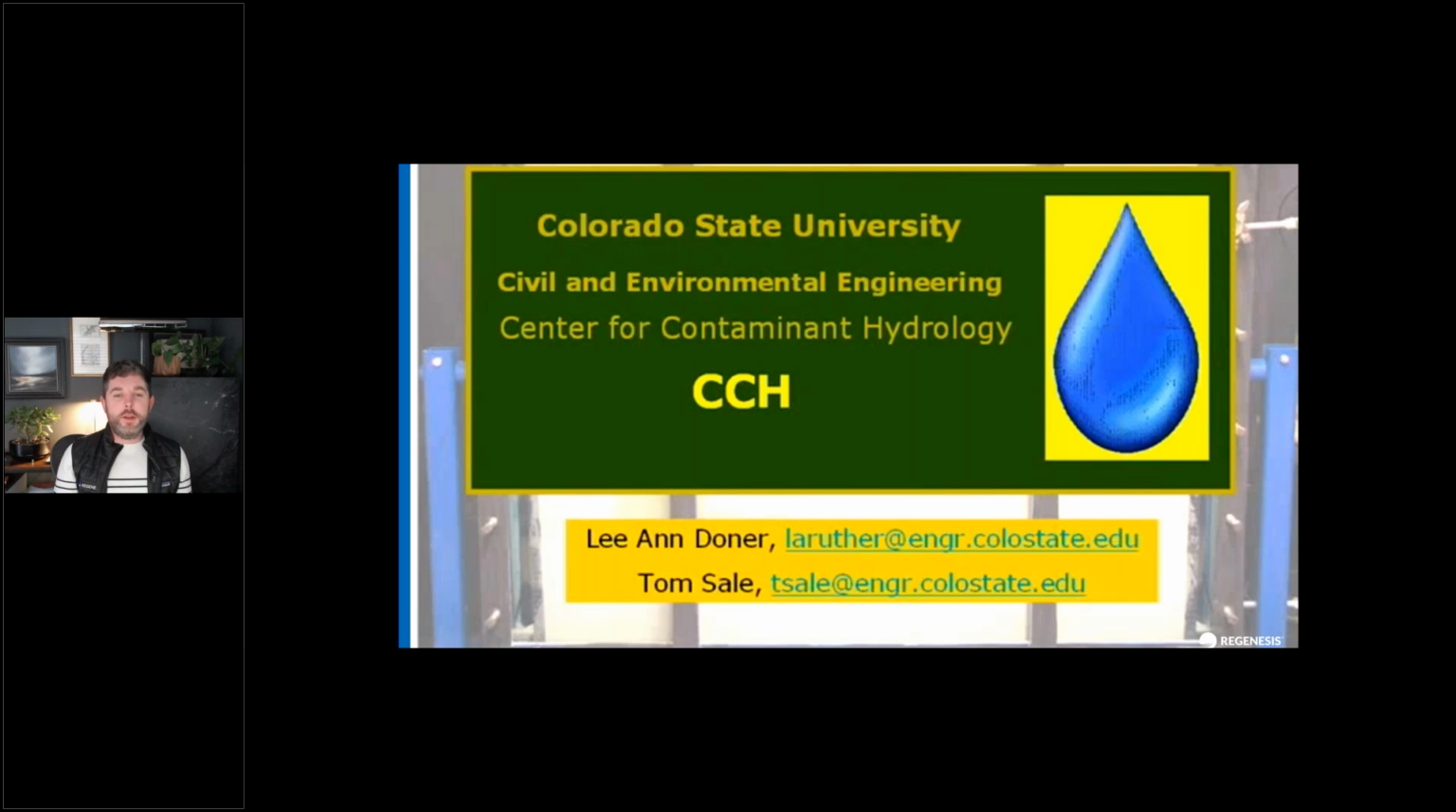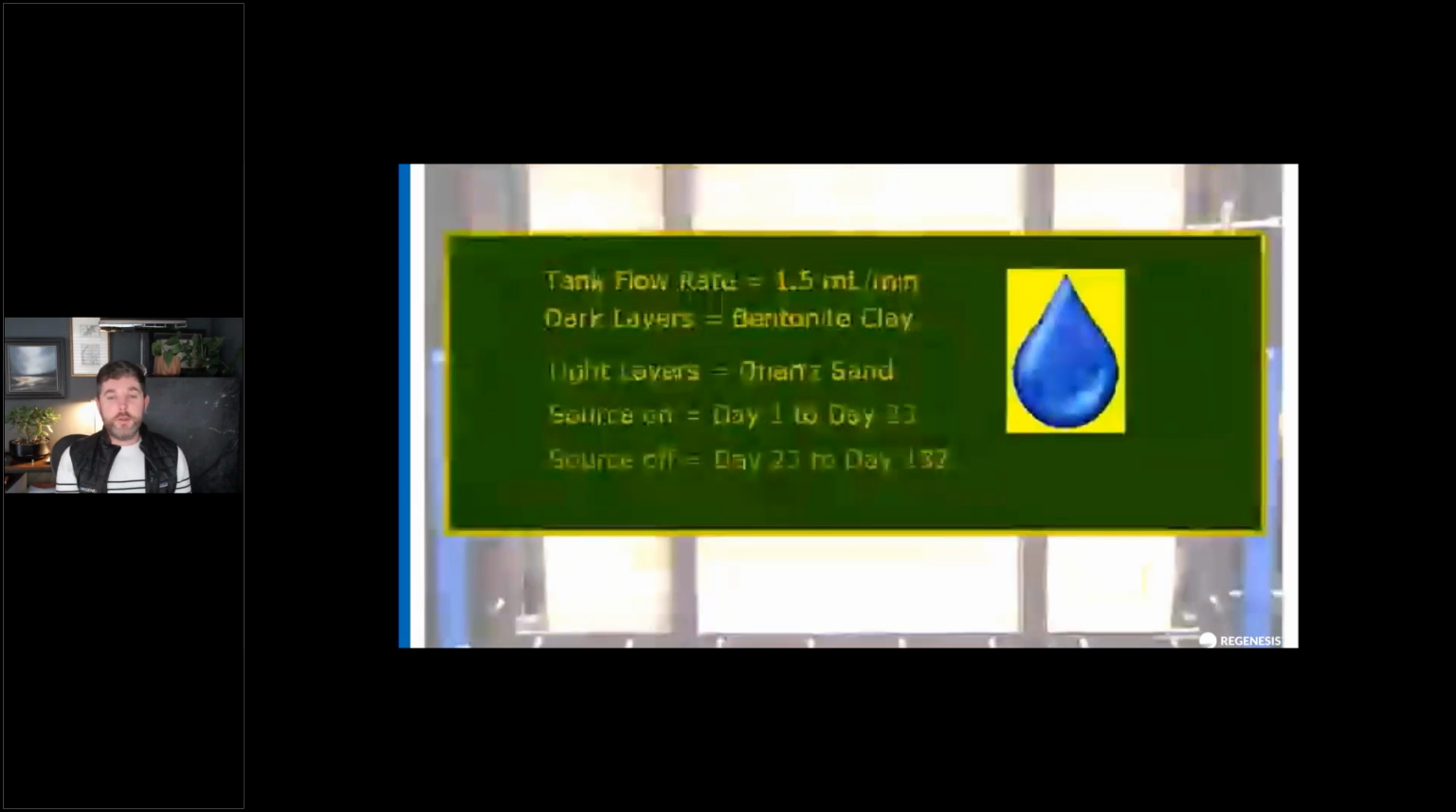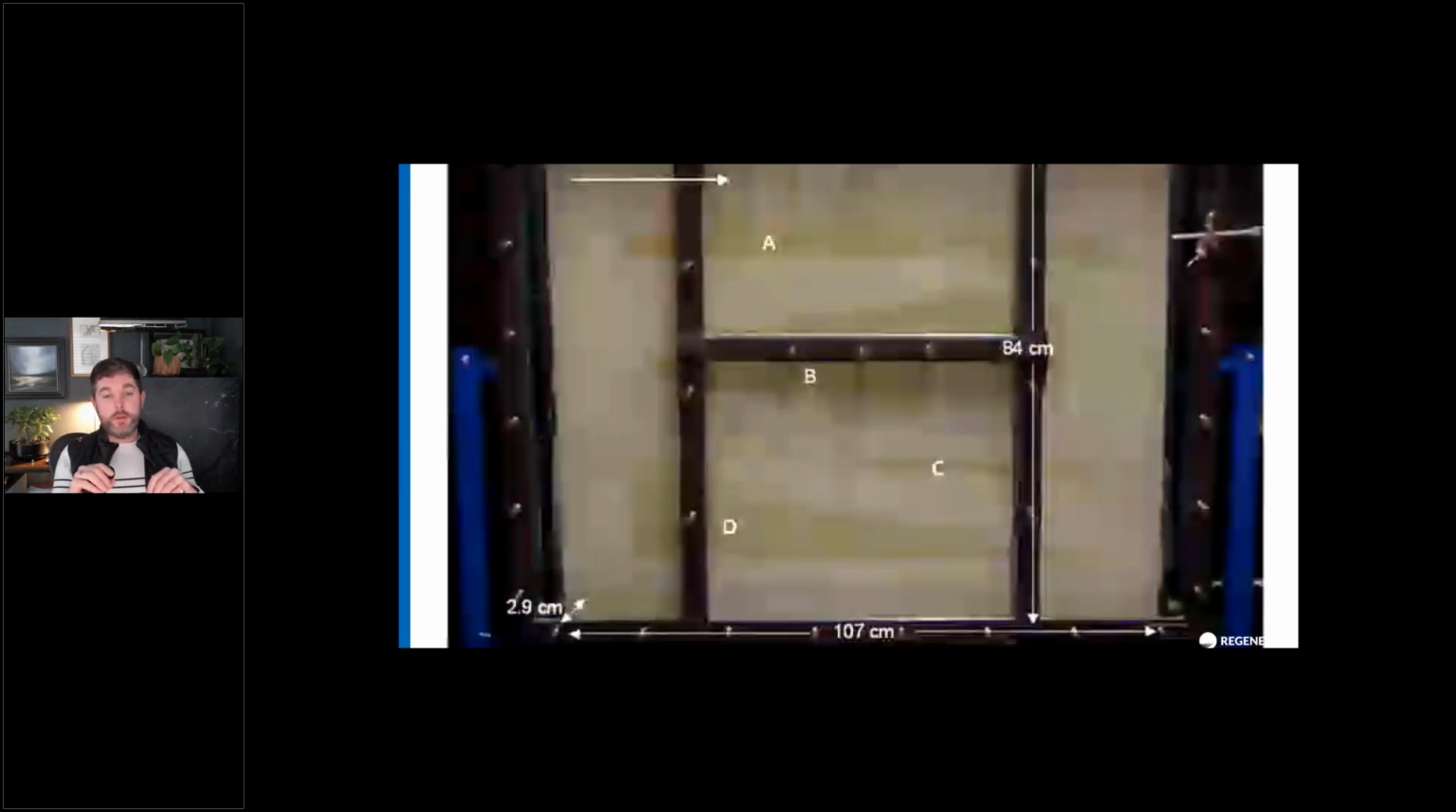So what you're going to see in a second is a series of photographs taken over 132 days. What you can see here is a series of clay lenses, so A to D. So these are clay lenses, and then you have sand in the middle. Now, this fluorescein dye is representing dissolved phase TCE, and you can see that it advects through those sand lenses, and then it starts to diffuse into the immobile porosity, into those clay lenses.